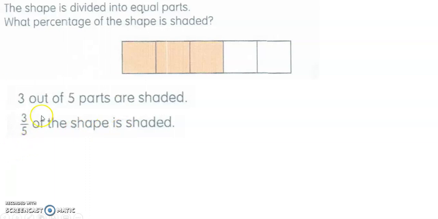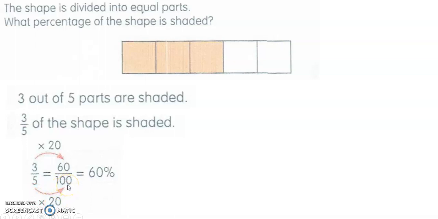Now we can say that this is a fraction and we want to know the percentage of this fraction. By the way, every time when we want to find a percentage of a fraction, we need to find an equivalent fraction that has a denominator 100. So we're going to find the equivalent fraction for the fraction 3/5, which we have to multiply by 20. So it will become 3 times 20 is 60, 5 times 20 is 100.